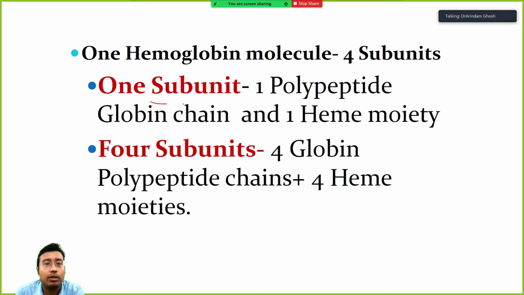One hemoglobin molecule has four subunits. One subunit has one polypeptide globin chain. One subunit, one of the four I am talking about, has one heme. So what do four subunits make? The whole thing multiplied by four: four globin polypeptide chains and four heme. Okay, fine.